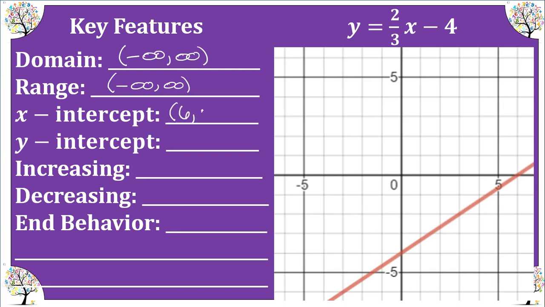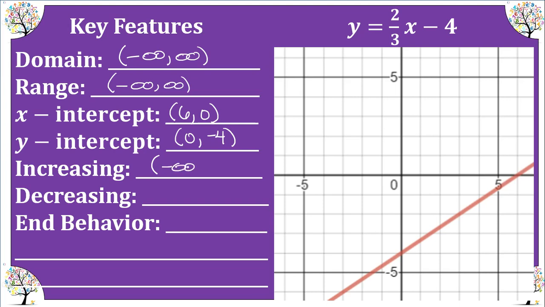Now the intercepts are ordered pairs. My domain and range here are intervals. The y-intercept is going to be when x is 0: (0, negative 4). My interval of increasing, again, this is an interval, so we're going to use parentheses. So my graph is increasing across all the x's. The x's are causing my graph to increase, and it never decreases.